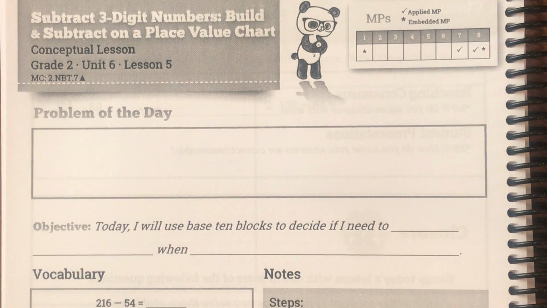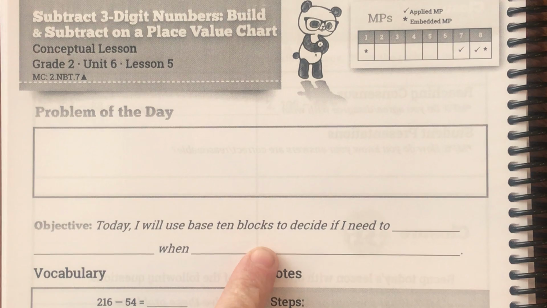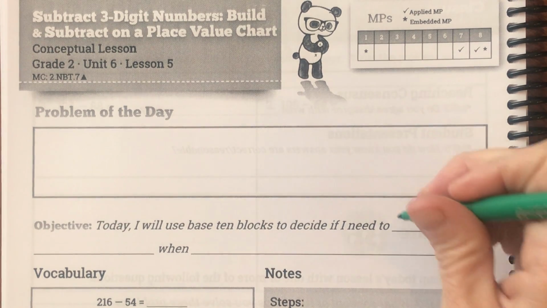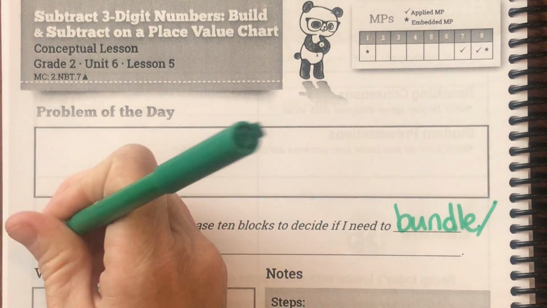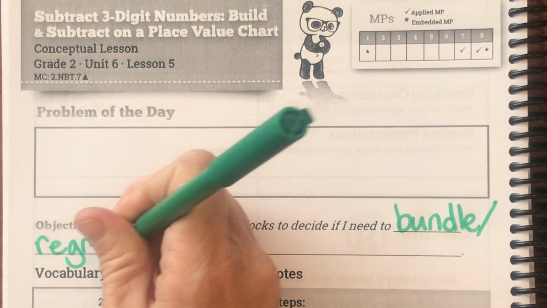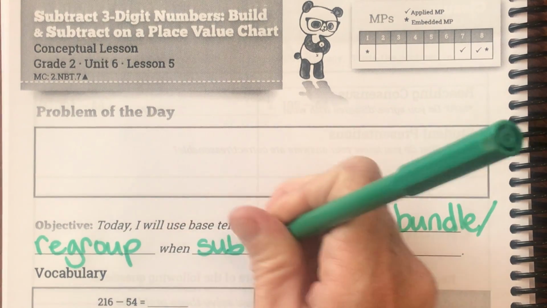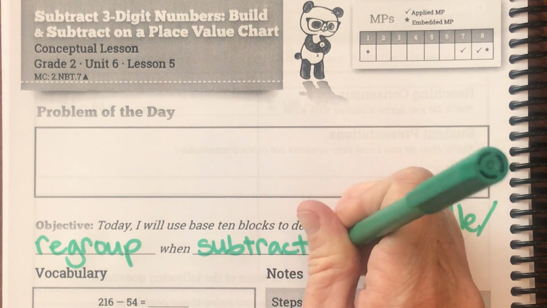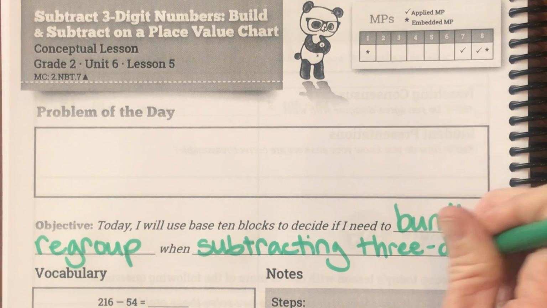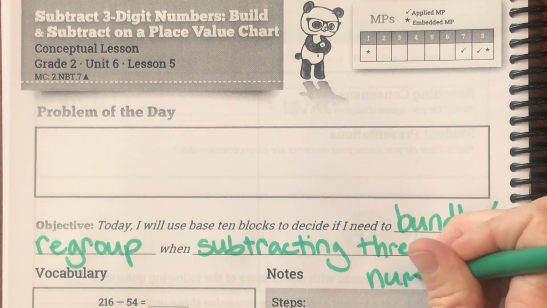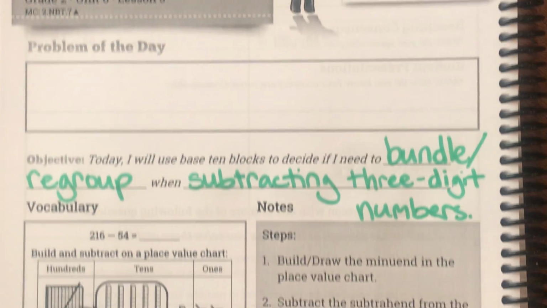And our objective today is, today I will use base 10 blocks to decide if I need to bundle slash regroup when subtracting 3-digit numbers. Okay, so take a second and get that caught up and let's talk about that.